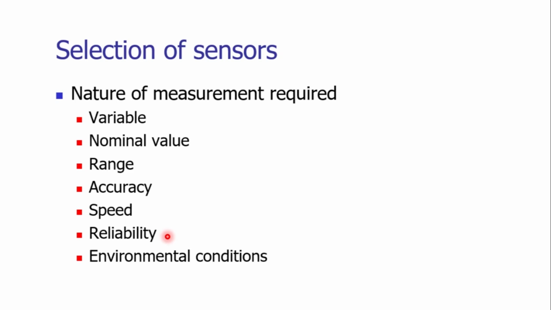For safety applications, the sensors should be reliable. In addition to these parameters, consider the environmental condition in which the sensors will be employed. If the environmental conditions are harsh, such as a lot of dirt, or high temperature or humidity, we must ask whether the chosen sensor will work properly or not. These things are very important when we choose a particular sensor for our application.